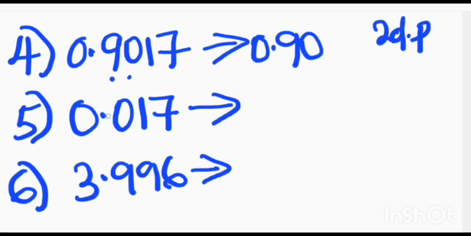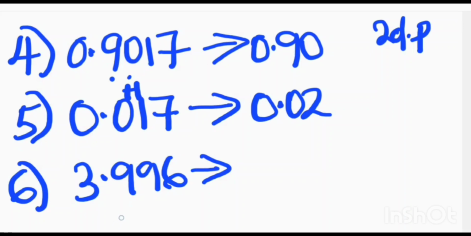For the fifth question, we have 0.017. All right, so we're going to consider the two numbers after the decimal, which are 0 and 1. Now, don't forget that we check the number in front of it to know if it is up to 5 and above. And yes, it is above 5. That is 7. And because of this, we're going to add 1 to the second number here. And that becomes 2. So our answer here is 0.02.